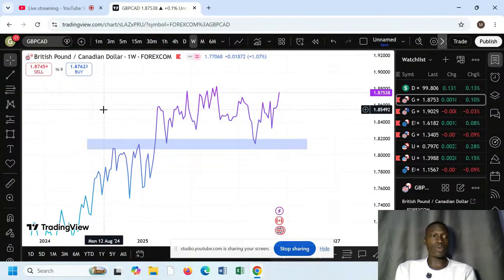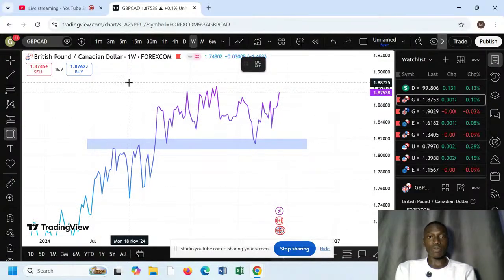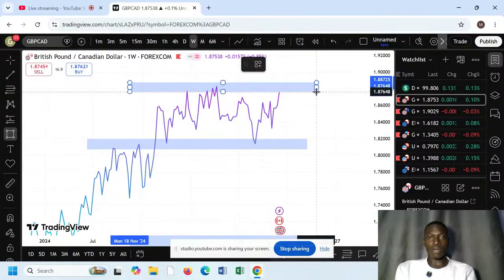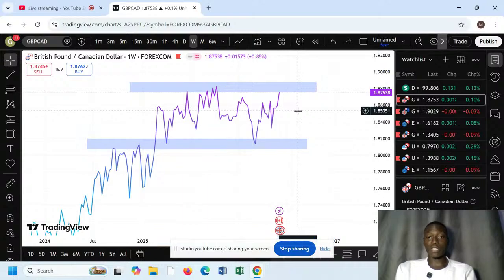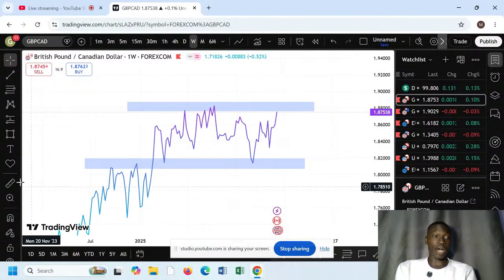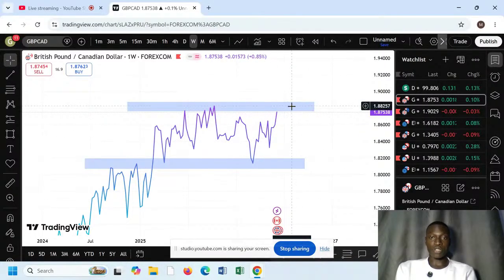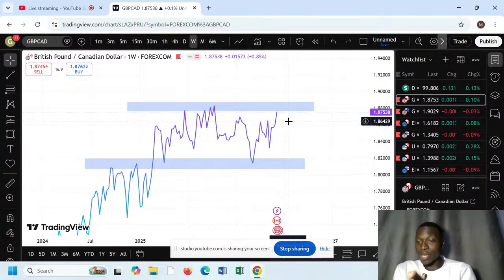Even here up, you can clearly see that there is another resistance, because price stopped in here, and then again, and now it's approaching this area here. But I'm expecting price to keep on pushing up to break this high and keep pushing to the upside. Whereas here there is a resistance zone.